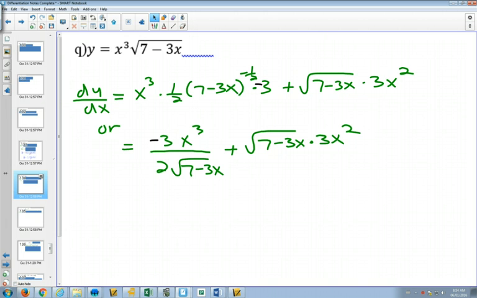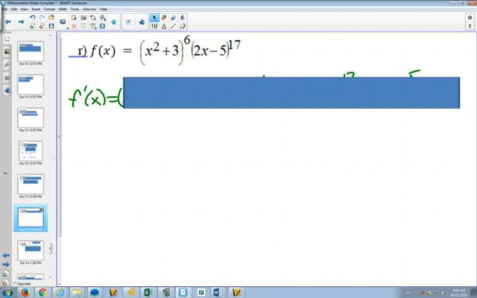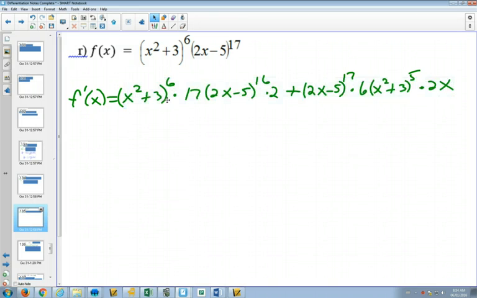And do we have one more? Ooh, exponent of 17. So again, we're going to have our product rule and chain rule. Keep the first one the same. Derivative of the second one, so the 17 comes out in front, subtract 1 from the exponent, but when you look inside, you can take the derivative of that and get 2.